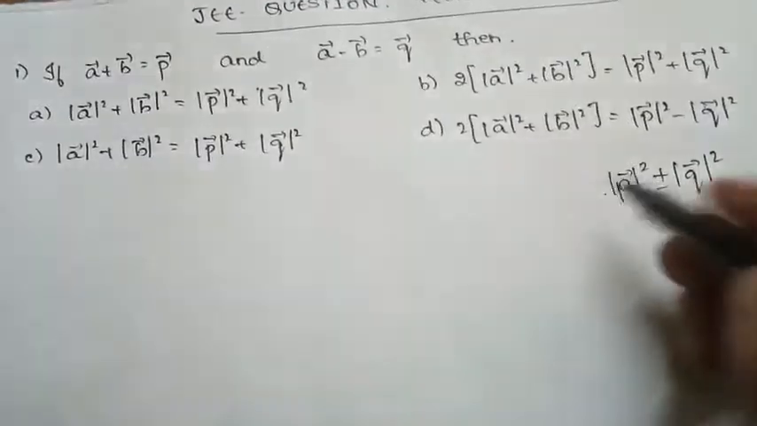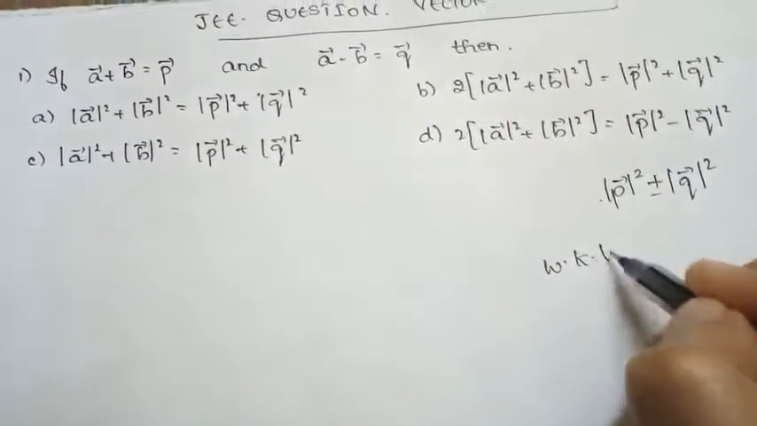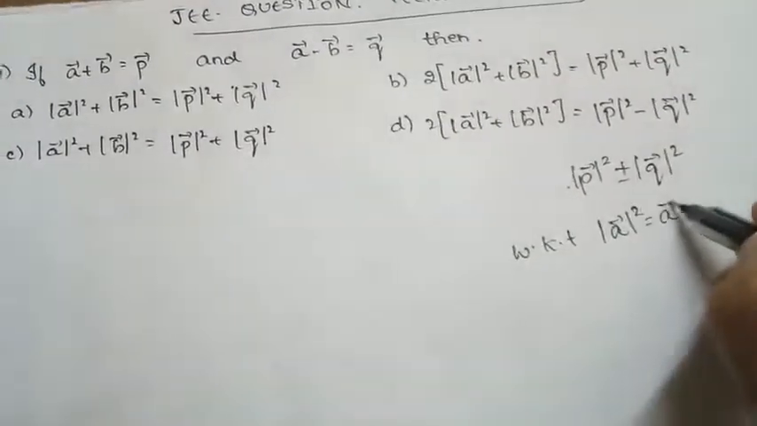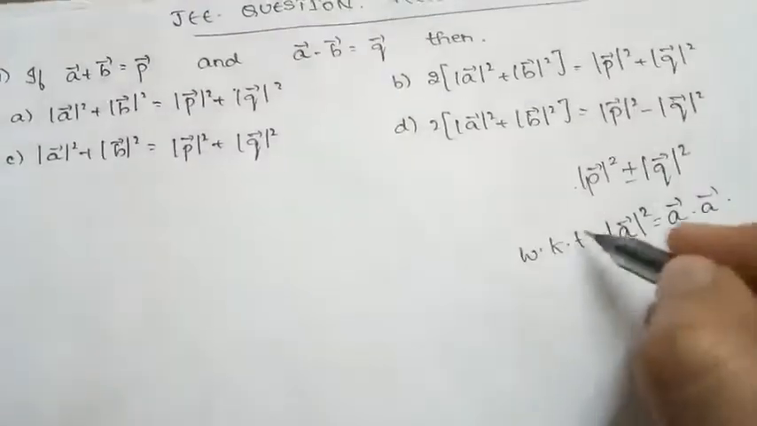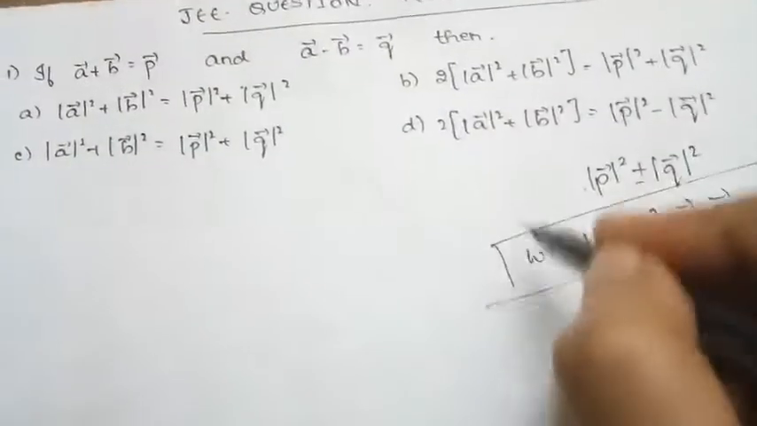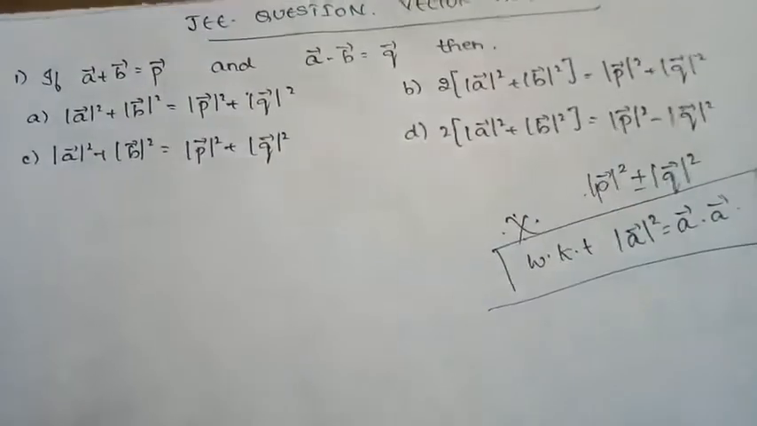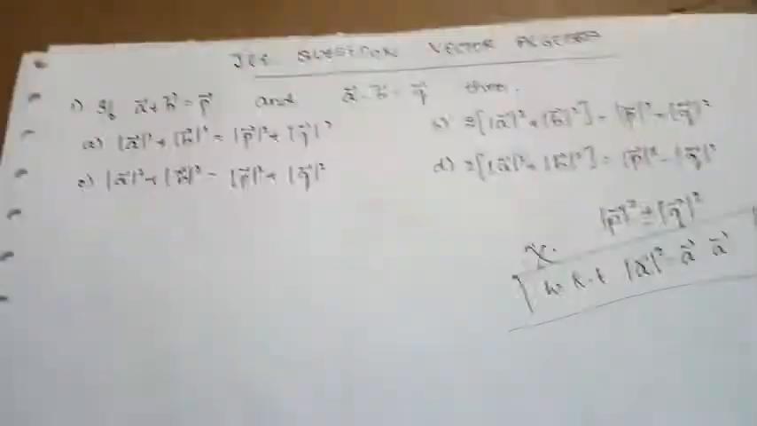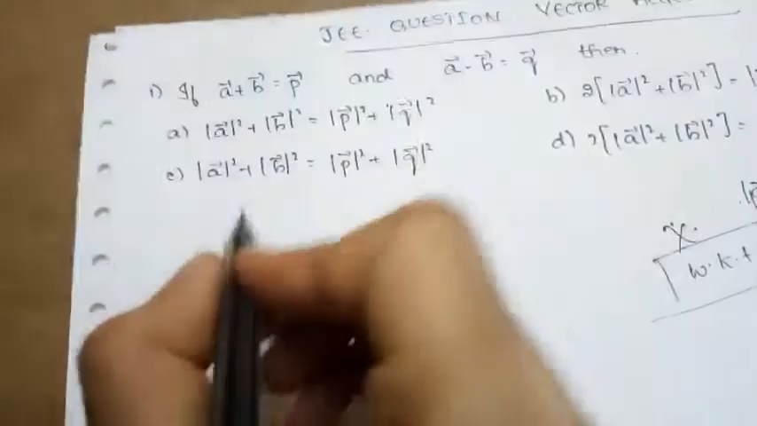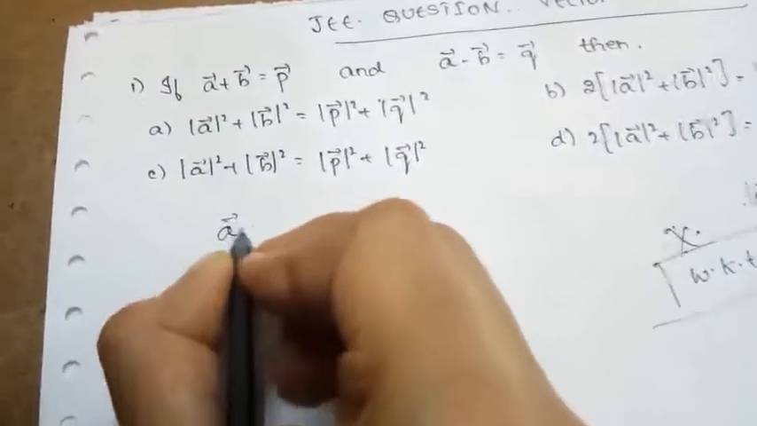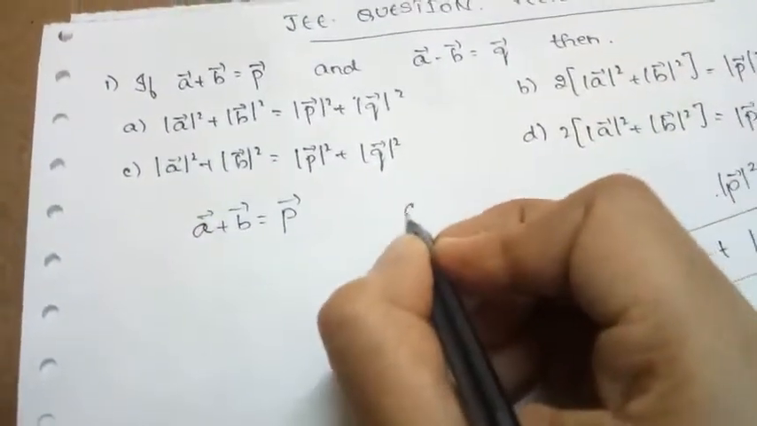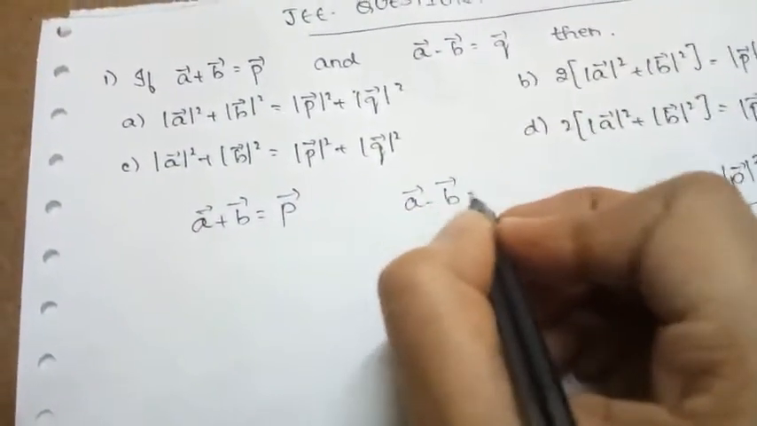So we know that magnitude of vector A square is equal to what? Vector A dot vector A. This is one of the important properties, as I mentioned in the vector algebra concept. With this concept we are going to solve this whole question. So what they have given: vector A plus vector B is equal to vector P and vector A minus vector B is equal to vector Q.